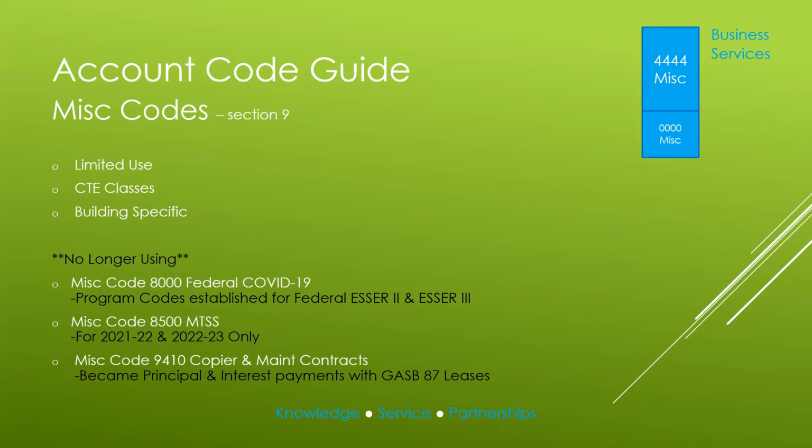That was an allocation that we did for a collective bargaining agreement only in 21-22 and 22-23. Now that might change in future bargaining arrangements. We are no longer using miscode 9410 for copier and maintenance contracts. With GASB 87 leases, those actually became different codes for our copier principal and interest payments.